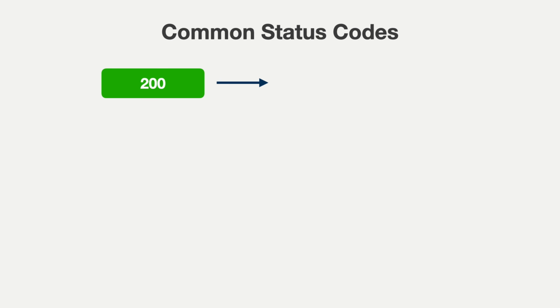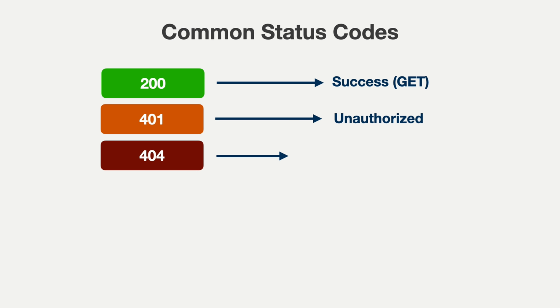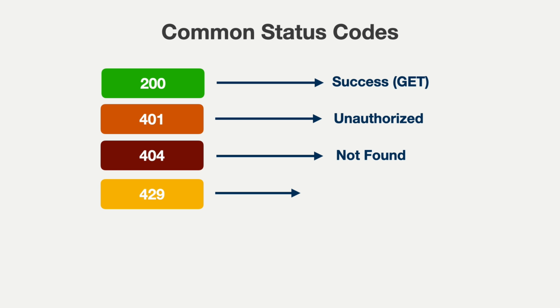When the server responds, it includes a status code, a 3-digit number that tells you exactly what happened. There are dozens of status codes, but here are the most common ones you'll encounter. 200 OK means success, your request worked, and here's the data you asked for. 401 means unauthorized. It means authentication failed. Either you didn't send credentials or they are invalid. 404 means not found. The resource doesn't exist. The URL you requested isn't there. 429 means you've hit the rate limit. You've made too many requests in a short time and the server is telling you to slow down. 500 means internal server error.